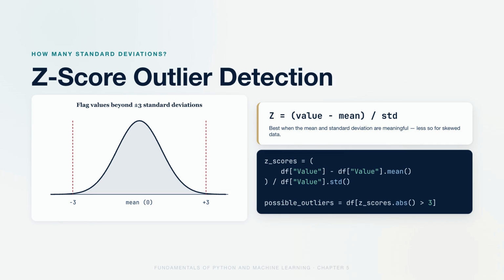This method works best when the data distribution makes the mean and the standard deviation meaningful. It might be less appropriate for heavily skewed data. Like Tukey Fences, the Z-score identifies values for investigation. It should not be treated as an automatic instruction to delete records.